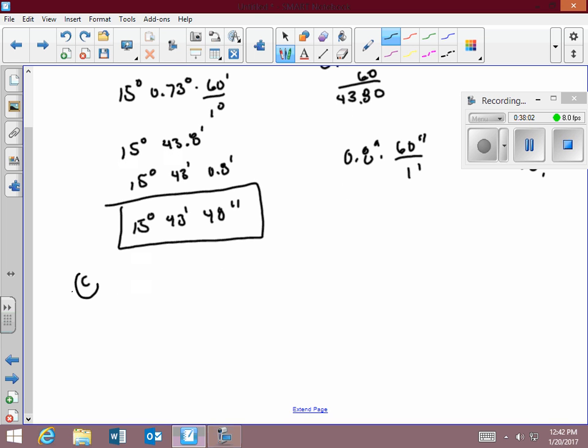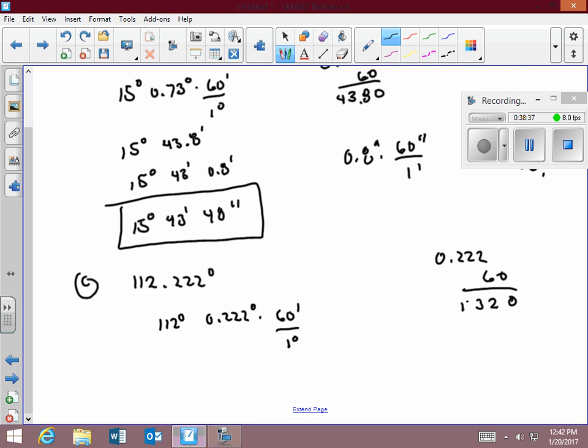I'll do C. It says 112.222. So it's 112 degrees. Then it's 0.222 degrees. And then I got 60 minutes, 1 degree. So I take 0.222 times 60. 13.32, and then 3 decimal places.